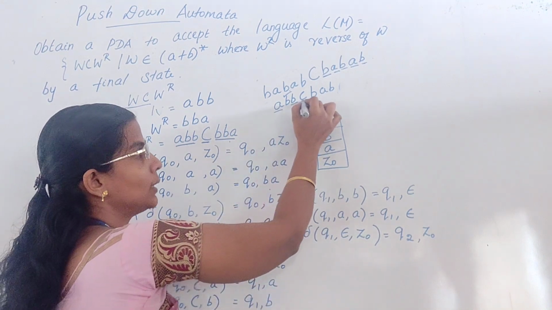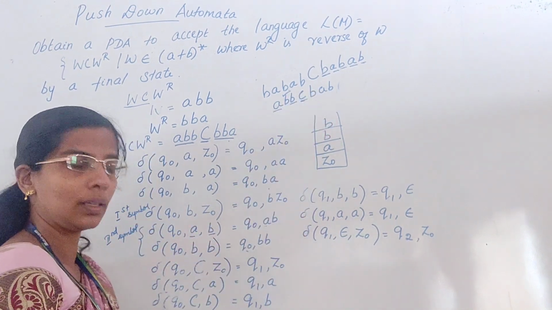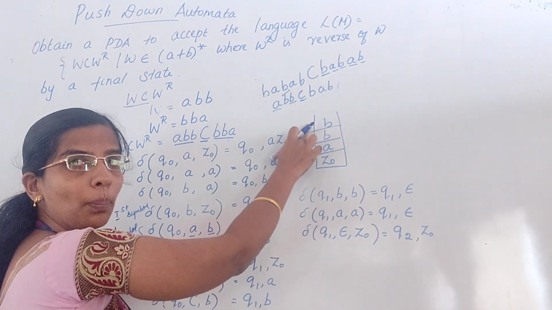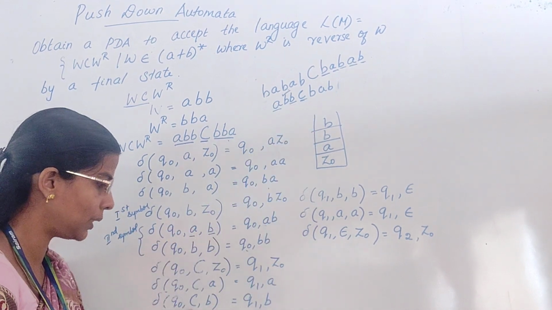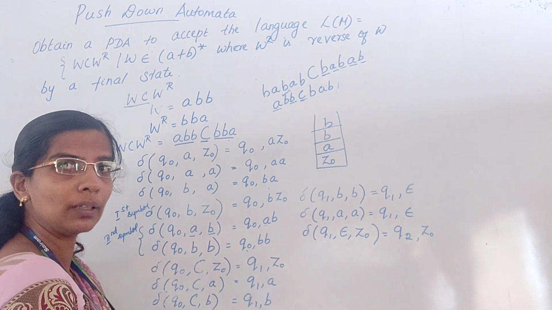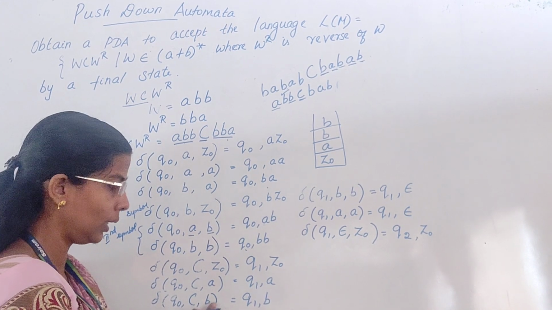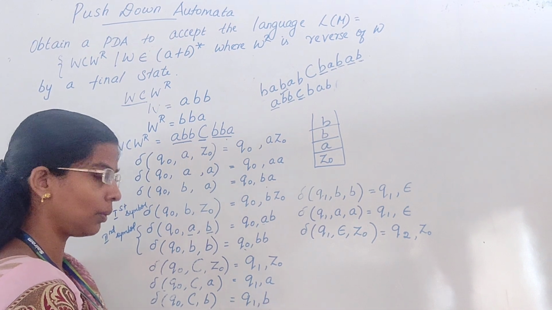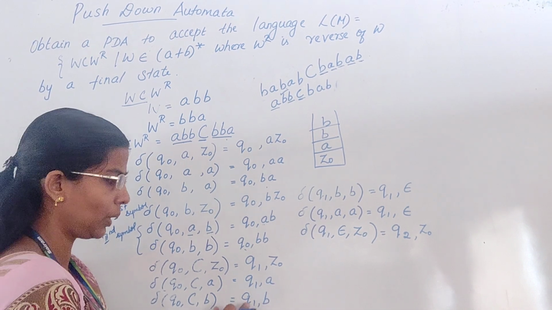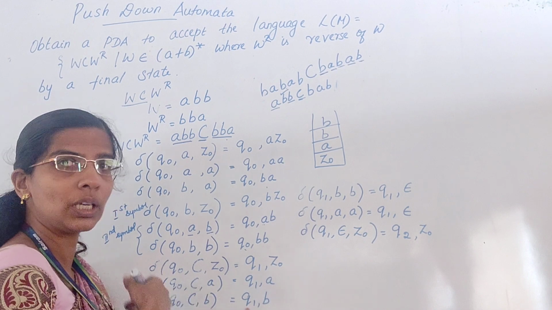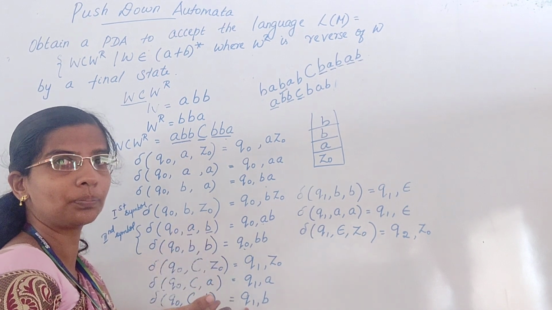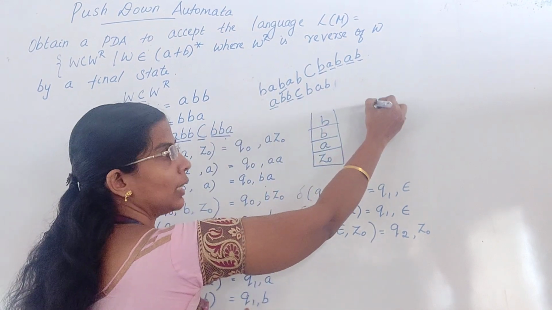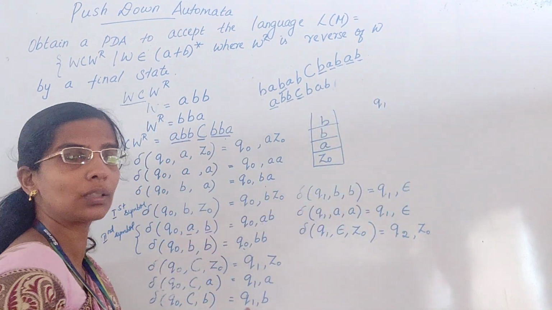Right? What is the next symbol? C. Input symbol is C. What is my stack top? B. Input symbol is C, stack top is B. So what we are doing here is just making a state change, and B will be your stack top. So now my state has changed to Q1. You have to keep this in mind. Now my state is Q1.